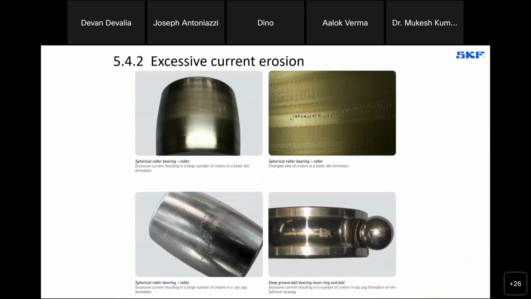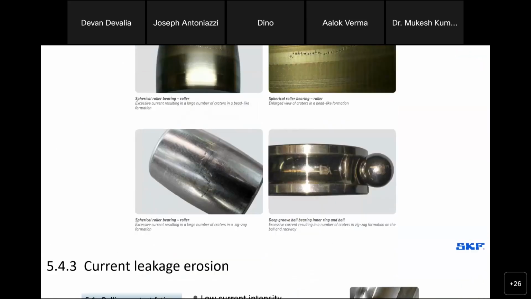So here are some examples. Note the zigzag currents. So whatever's on the raceway would be matched typically on the rolling element. And when we see this, we know that we're dealing with excessive current erosion.